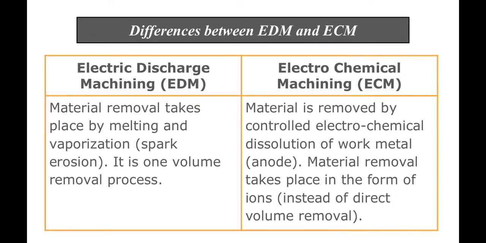Now let us discuss the differences between EDM and ECM. Point one: EDM is a thermal energy based non-traditional machining process, and ECM is an electrical energy based non-traditional machining process. Material removal takes place by melting and vaporization in EDM, that is spark erosion, and it is a volume removal process. In ECM, material is removed by controlled electrochemical dissolution of the work metal, that is the anode, and material removal takes place in the form of ions instead of direct volume removal.